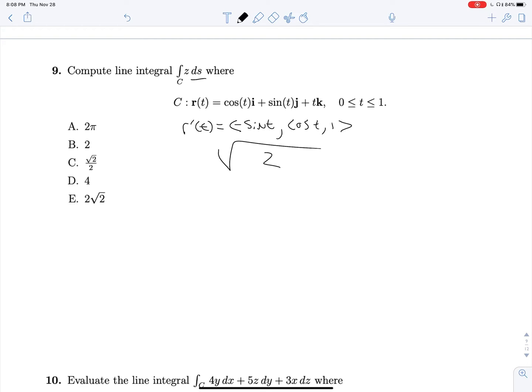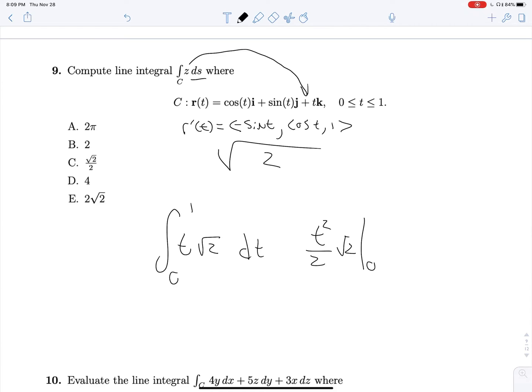And now all we have to do is set up this integral. We have the integral of z. Well, what's z in terms of r of t? That's just going to be t. So t times root 2 from 0 to 1 dt. That'll just be t squared over 2 root 2 on 0 to 1, which is just root 2 over 2.